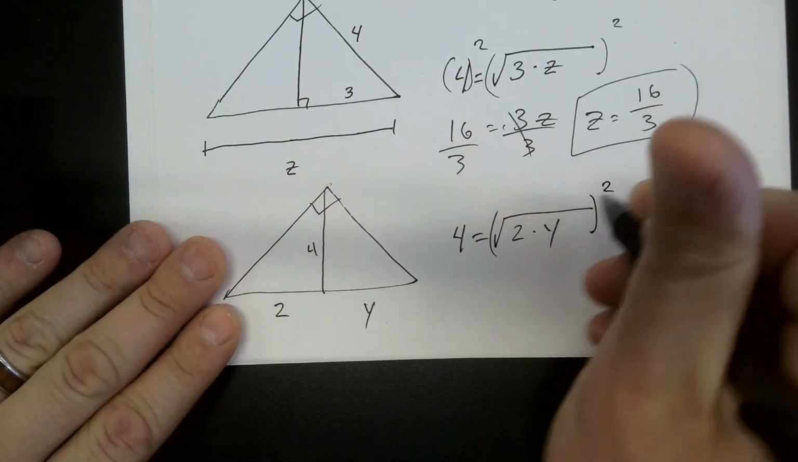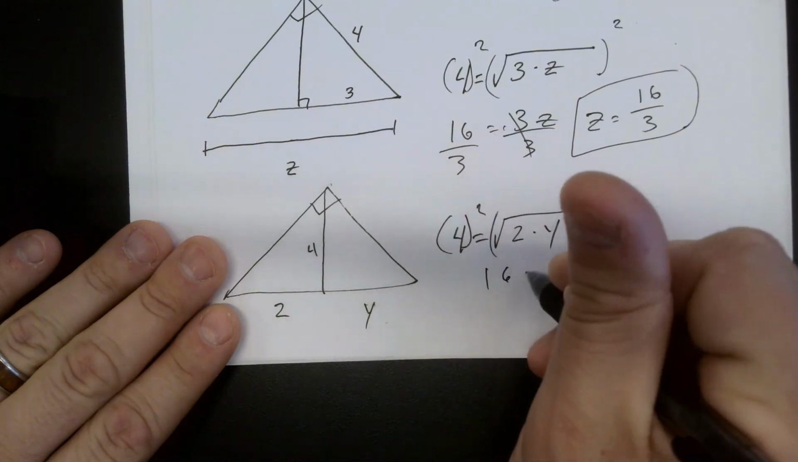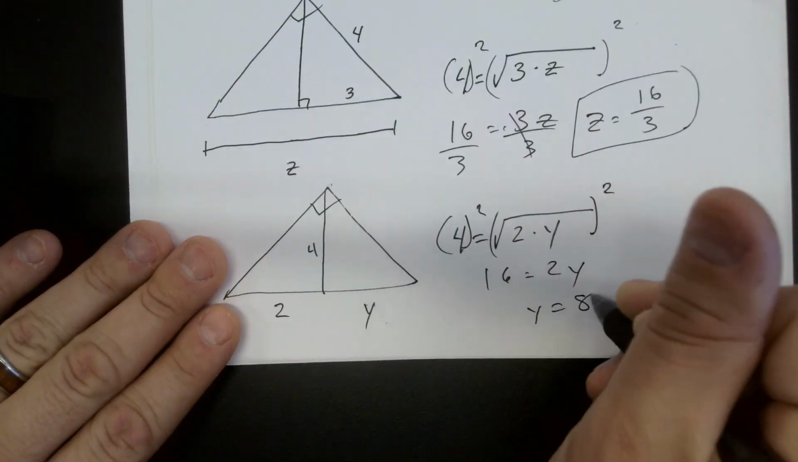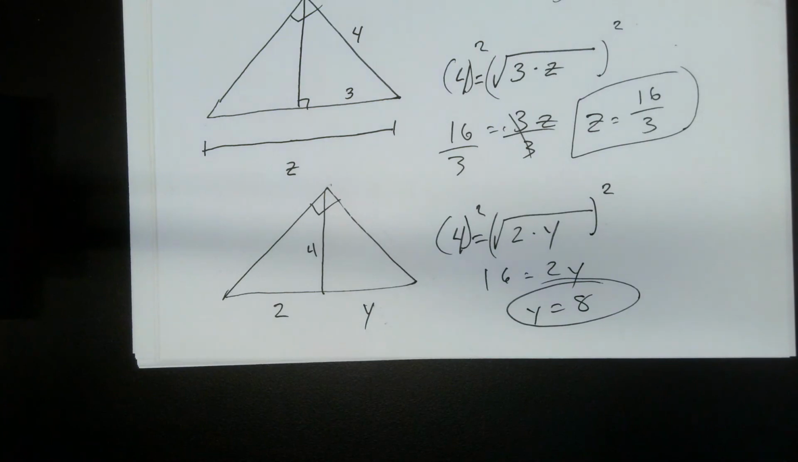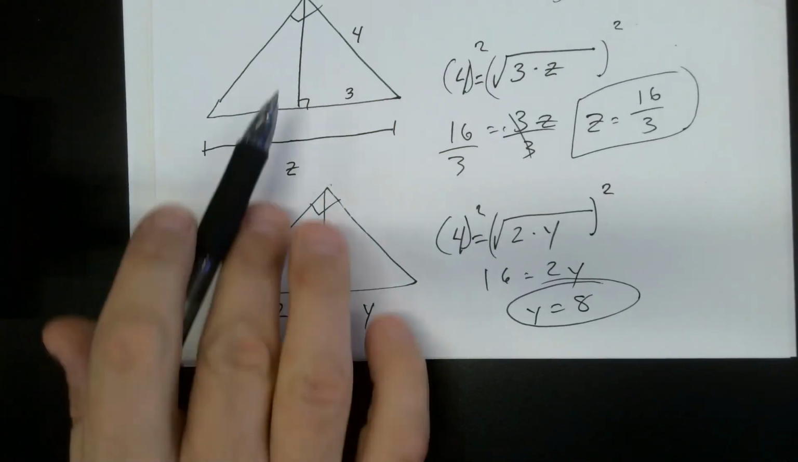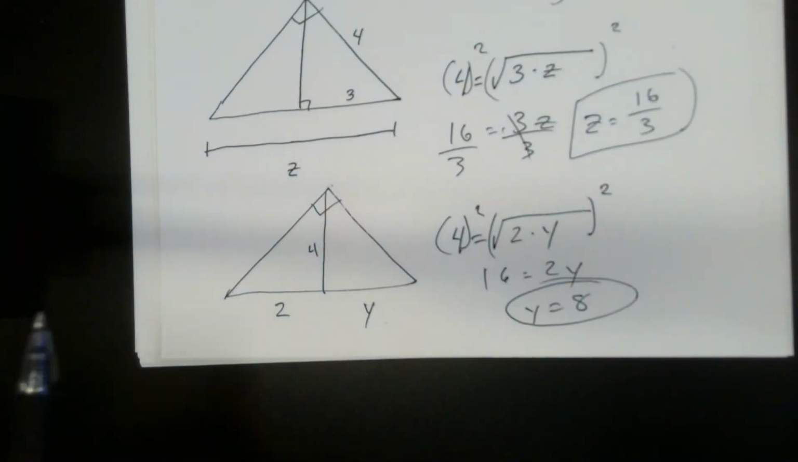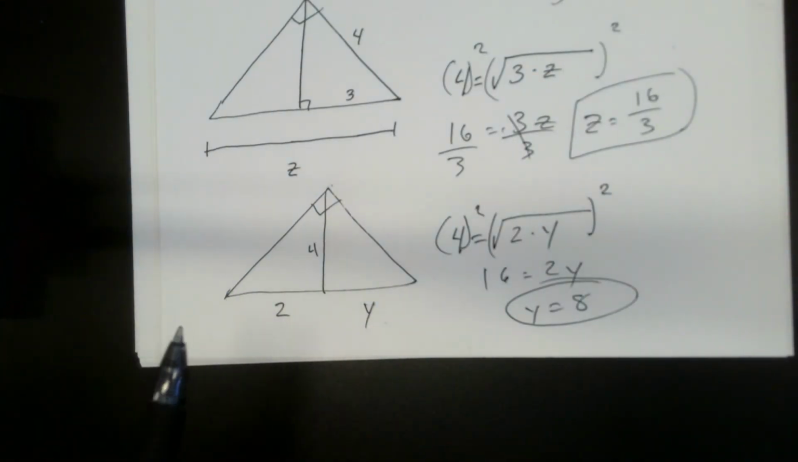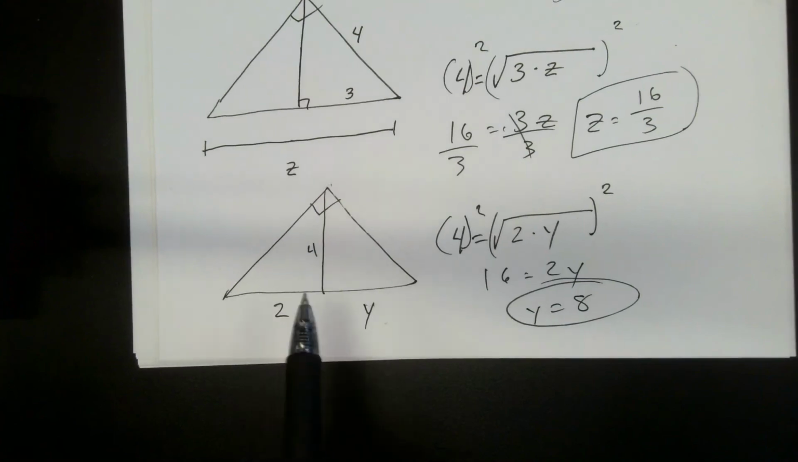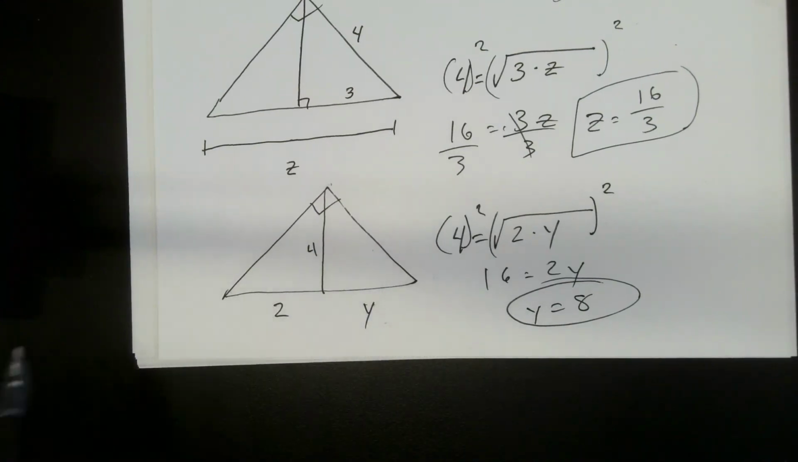So we're squaring both sides. 16 equals 2y, or y equals 8. Okay, so those are the 2 different examples. Now they may ask you for this leg over here. I'm looking through all your problems you could get. The funny thing is all your triangles are shaped just like this.